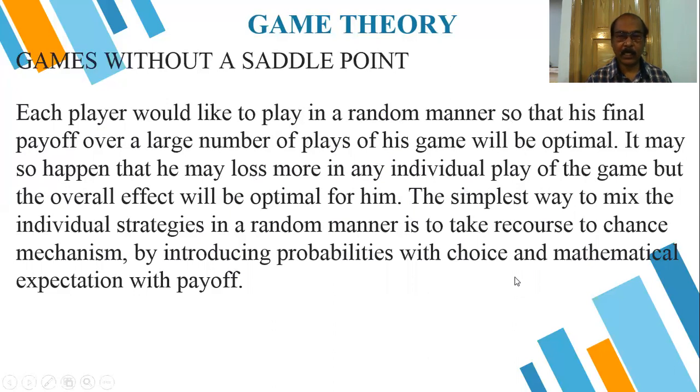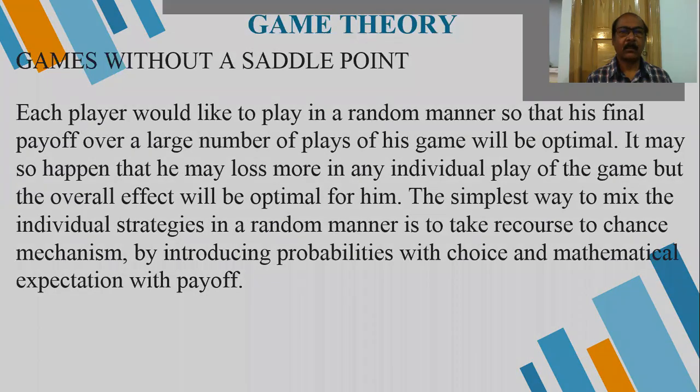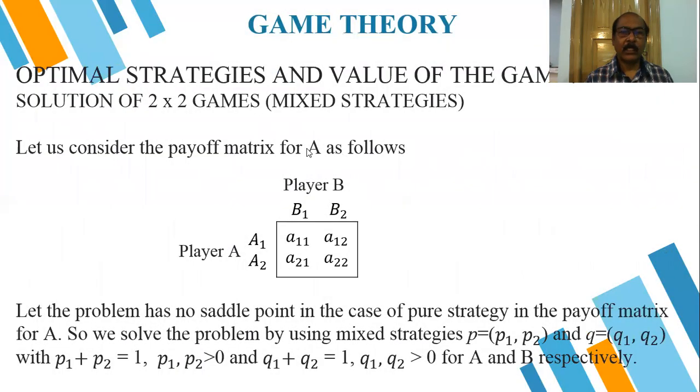So in this case, we are trying to solve with the help of the probabilistic method, that is by calculating the mathematical expectation with the help of the payoff matrix. Now in this case, we are considering a simple 2 cross 2 game, with optimal strategies and the value of the game.